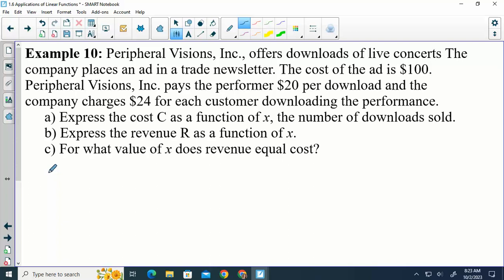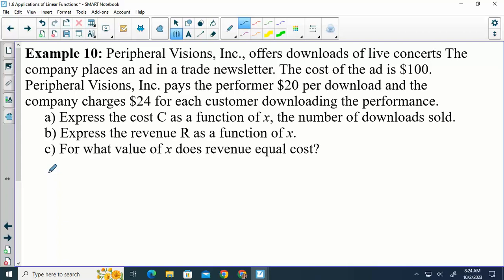So these problems are probably going to be a little bit nicer than what we've been doing, much less involved for sure. We're not going to have to set up quite as much information here. So when I'm looking at this problem, Peripheral Visions Incorporated offers downloads of live concerts. The company places an ad in a trade newsletter. The cost of the ad is $100. Peripheral Visions Incorporated pays the performer $20 per download, and the company charges $24 for each customer downloading the performance.